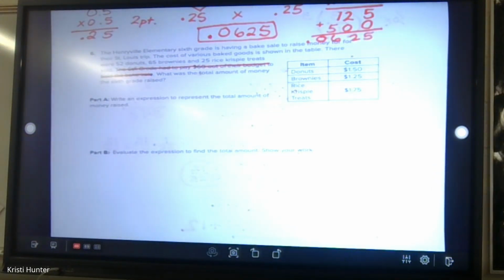So here's what we were doing. Henryville Elementary 6th grade is having a bake sale to raise money for the St. Louis trip. The cost of various baked goods is shown in the table. There were 52 donuts, 65 brownies, and 25 Rice Krispie treats sold. What was the total amount of money the 6th grade raised?